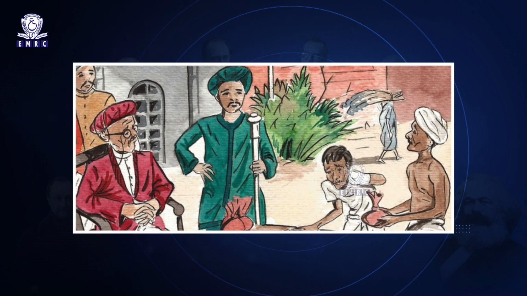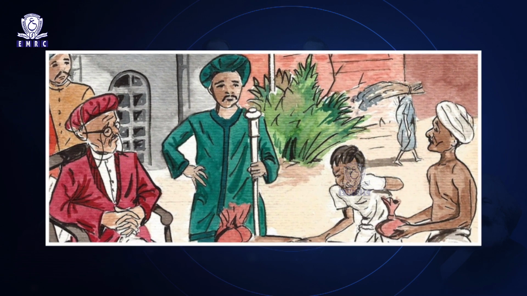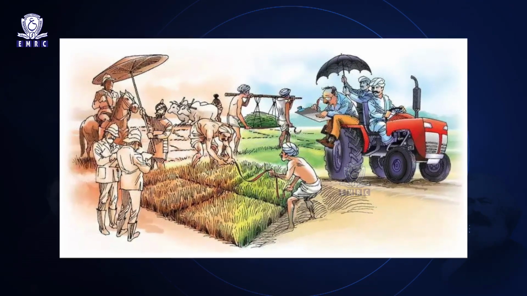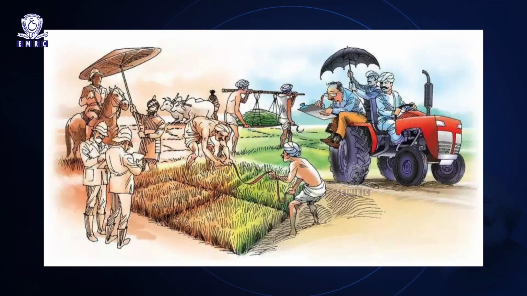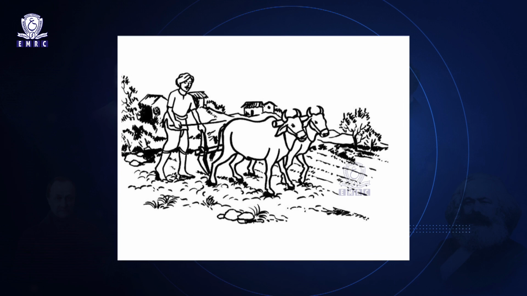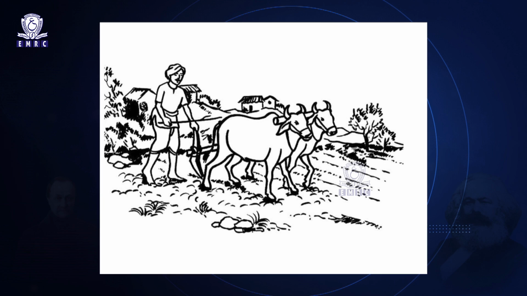Now, let us discuss the objectives of the land reforms in India. As discussed earlier, the Zamindari system was based on exploitation. It created a class of Zamindars which did not do any work on land, but snatched away whatever surplus above the minimum subsistence the cultivator produced.